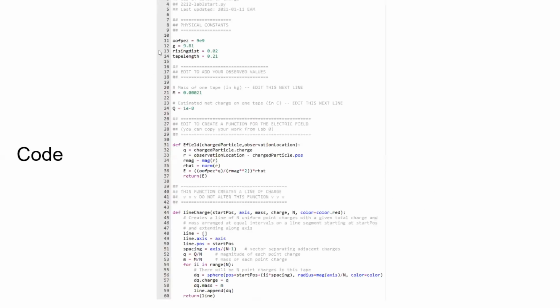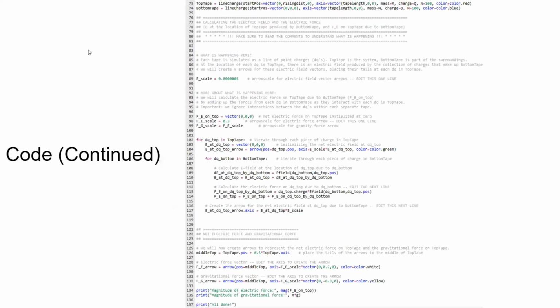So this is the code, this is the constant, and this is just the electric field. Going to what's different, this line charge is different. It's actually a higher magnitude than what was used for the point charge. And over here, this code is used to define the actual line of charge for the tape instead of just having the two spheres.